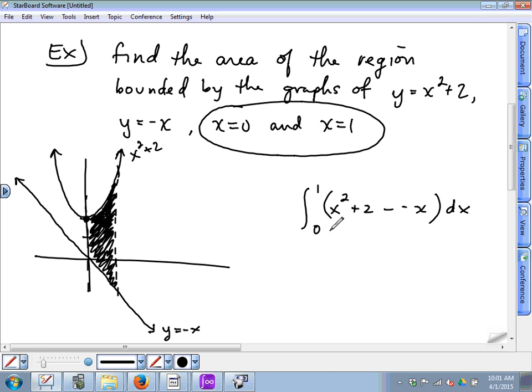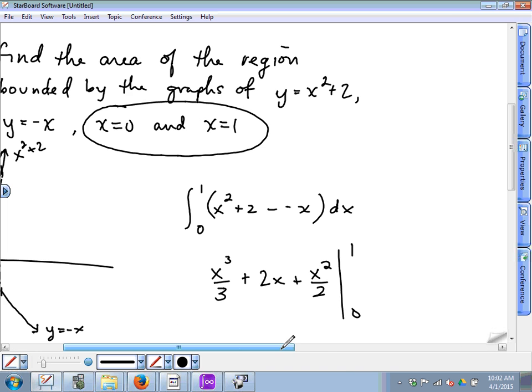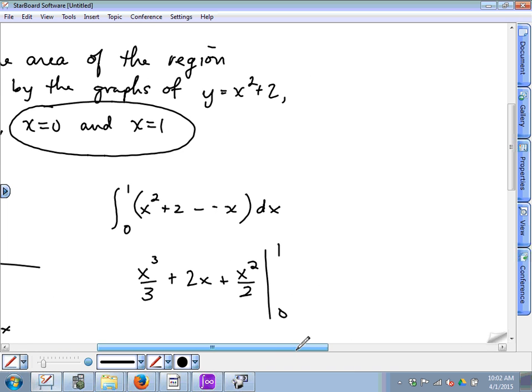What's the antiderivative here? The antiderivative is going to be x to the third over 3 plus 2x. And then we just evaluate that from 0 to 1. We're going to use our fundamental theorem of calculus. So the fundamental theorem says you do the antiderivative of the upper bound minus the antiderivative at the lower bound.